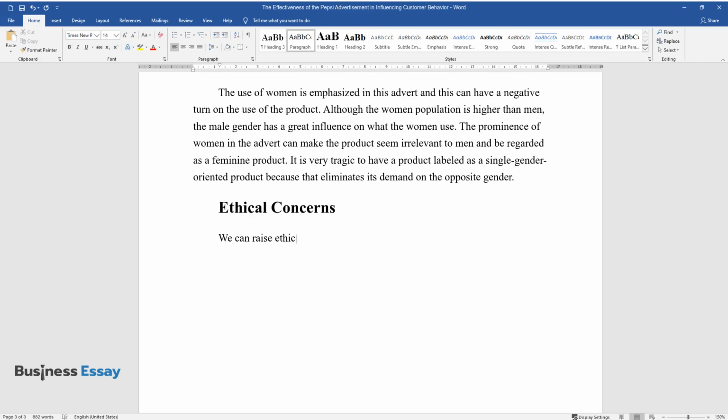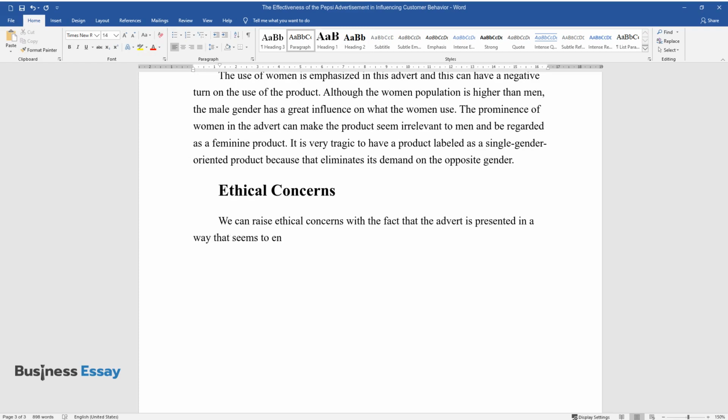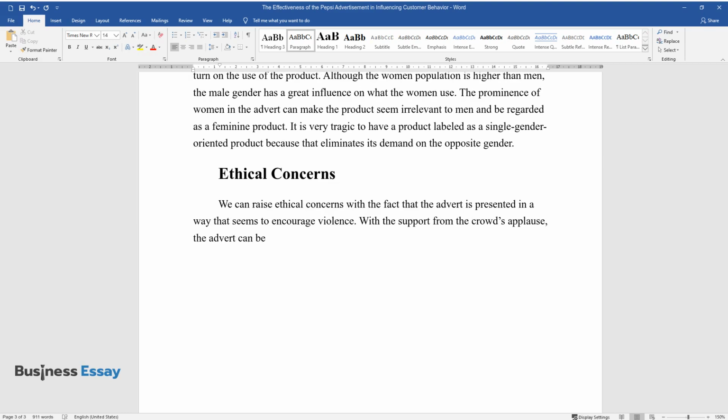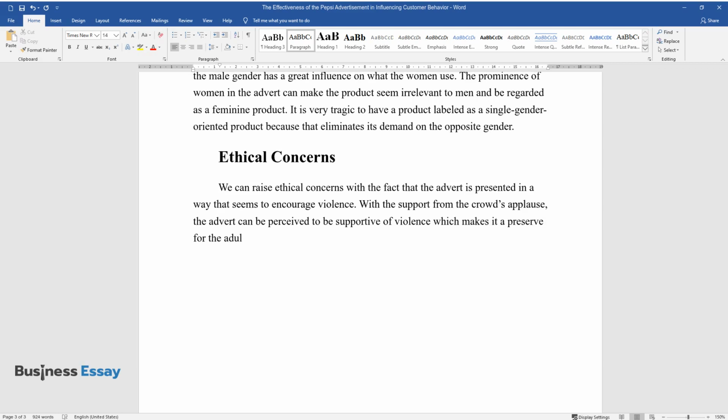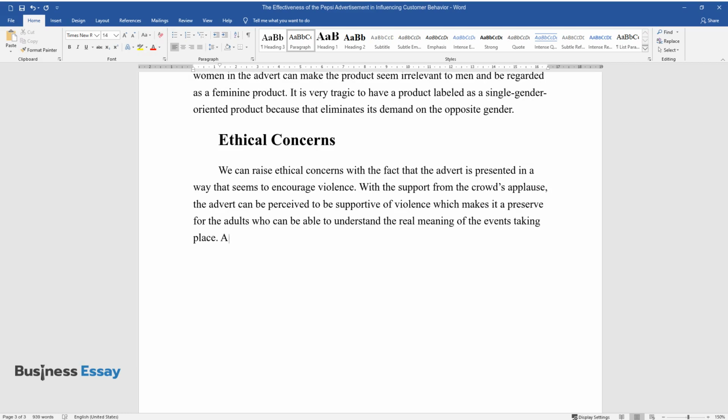Ethical concerns. We can raise ethical concerns with the fact that the advert is presented in a way that seems to encourage violence. With the support from the crowd's applause, the advert can be perceived to be supportive of violence, which makes it a preserve for the adults who can be able to understand the real meaning of the events taking place. Another segment of the market is therefore cut out of the target.